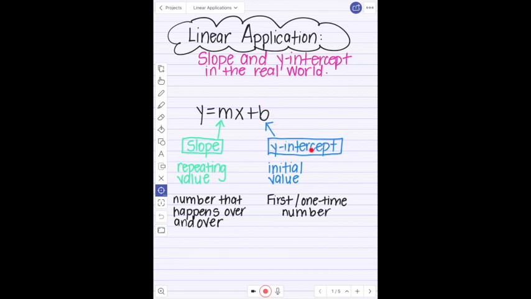Now, what you need to know when you're talking about the real world is that the slope is the repeating value. The y-intercept is the initial value. So when I say the initial value, I mean the first one-time number. When I say the repeating value, I mean the number that happens over and over again.